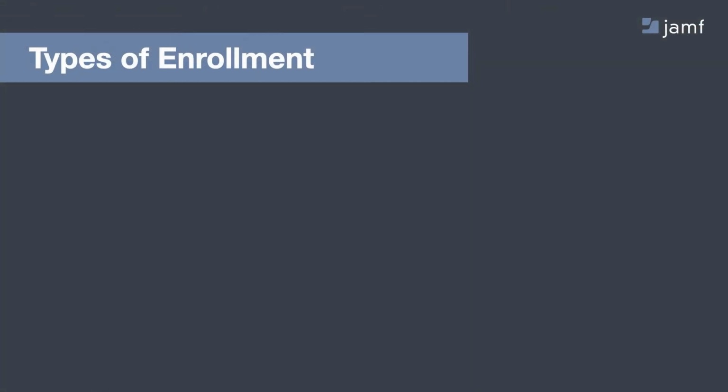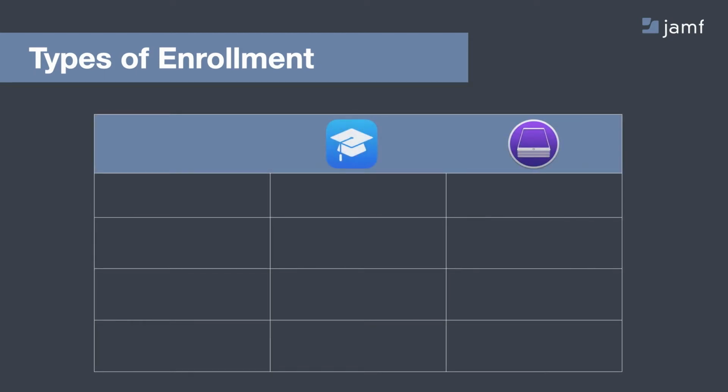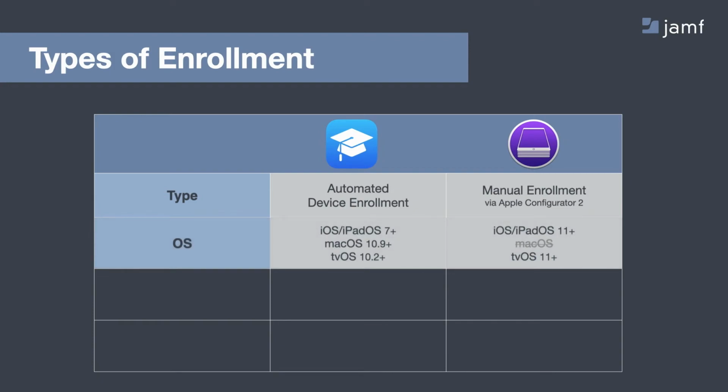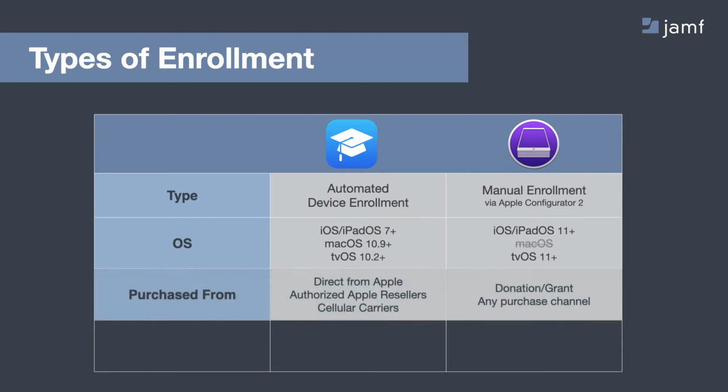After integrating your MDM with Apple School Manager, you can now take advantage of two main enrollment types: automated device enrollment and device enrollment, also known as manual enrollment. Both kinds are for school-owned devices, but there are some differences that will affect which one you'll choose. For instance, regarding operating system, all Apple operating systems can be enrolled through automated device enrollment. With manual enrollment, however, you're limited to only iOS, iPadOS, and tvOS devices. Unfortunately, macOS cannot be enrolled with this method.